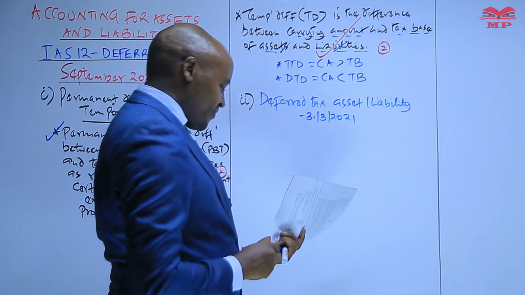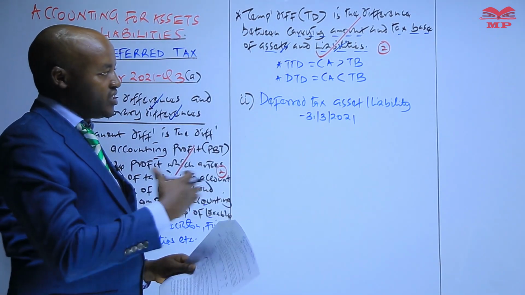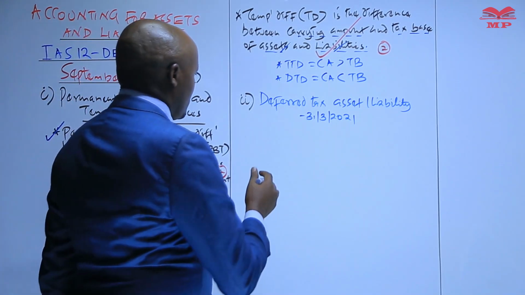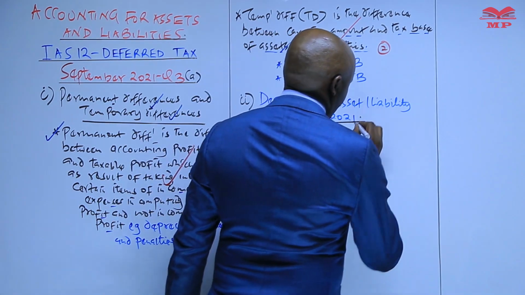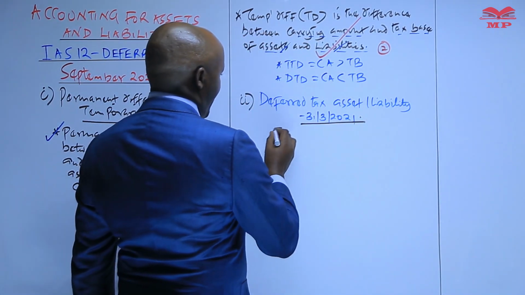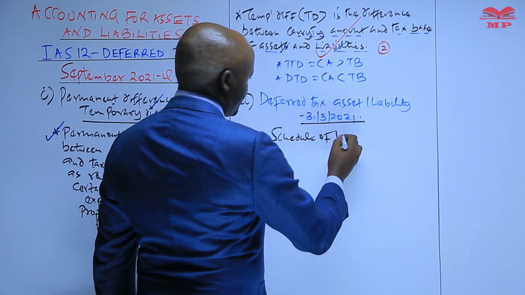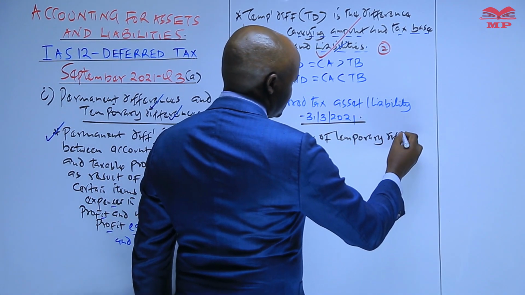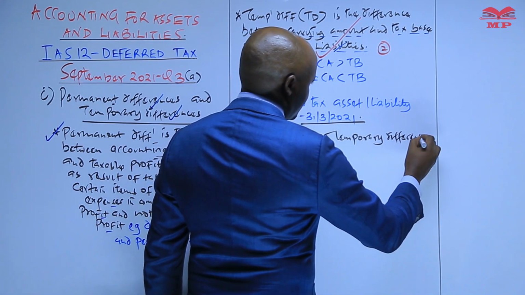2021. So in this case, I've said for us to do this, we need first of all to determine the temporary difference of those items, and then at the end of the day, we determine whether we have a net taxable or deductible temporary difference. So we do that by preparing something called a schedule of temporary differences.